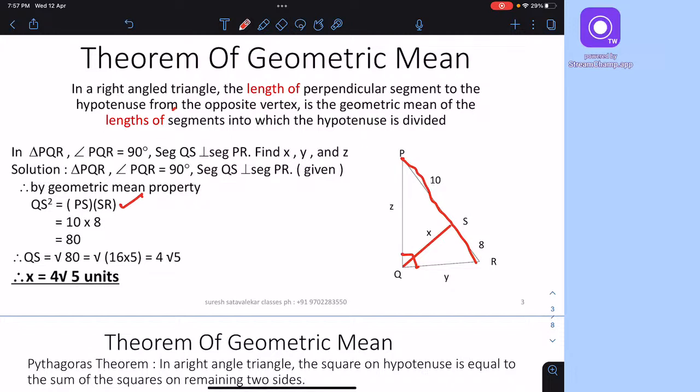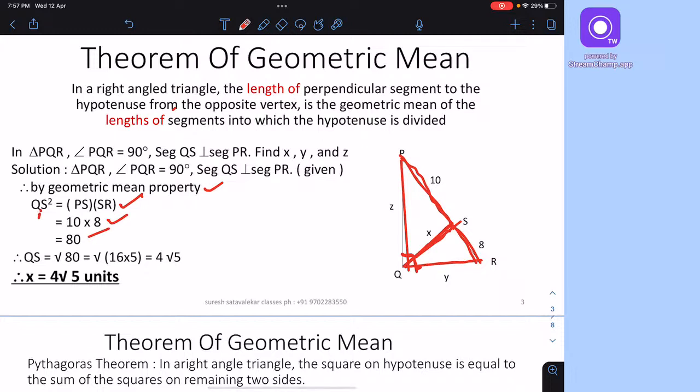So here the question is in triangle PQR, angle PQR is 90. This angle is 90. Say QS is perpendicular to PR. Find X, Y and Z. So X is this, Y is this and Z is this. These are asked. Now here by geometric mean property, QS square is equal to PS into SR. So PS is given as 10, SR is 8. So QS square is equal to 10 into 8, which is 80.